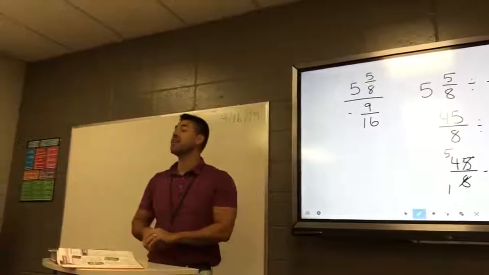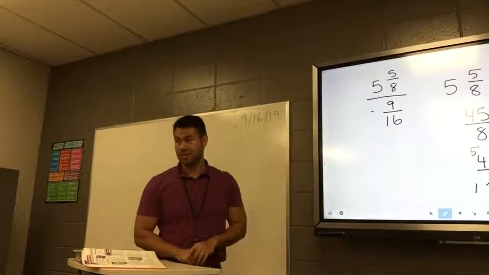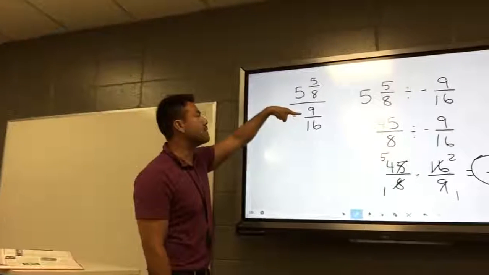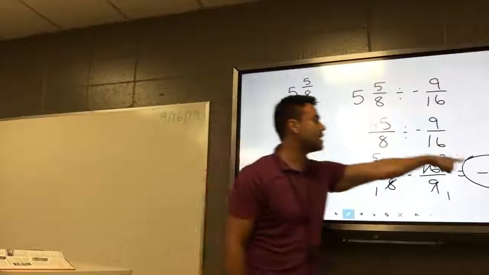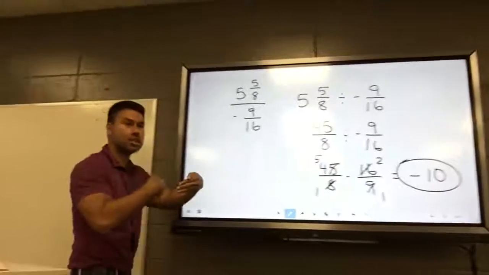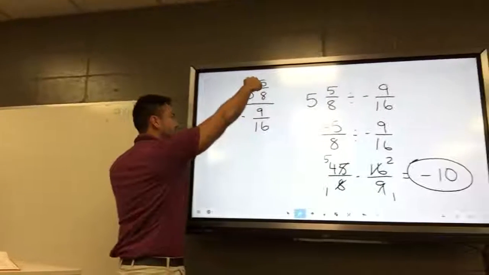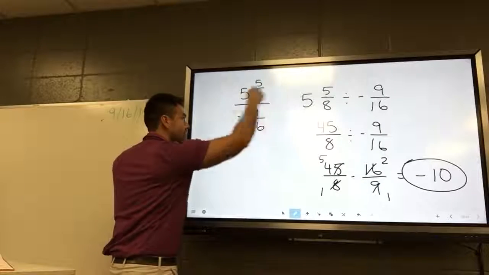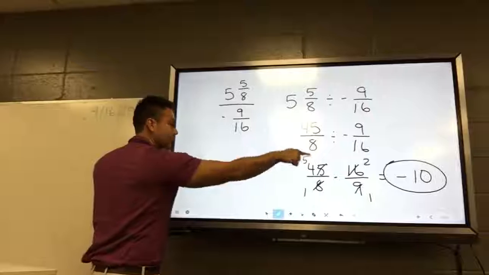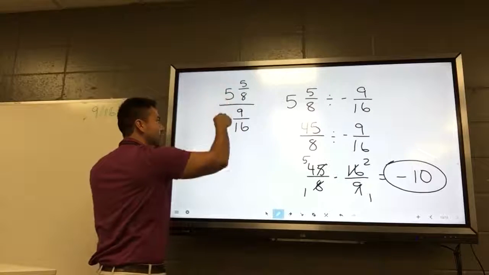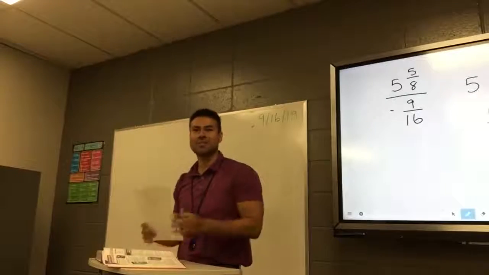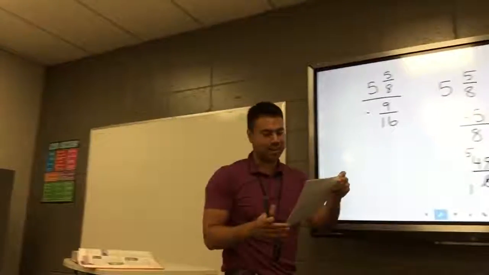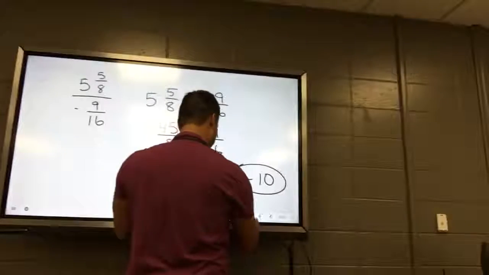How many times can negative 9/16 fit into 5 and 5/8? Negative 10 times. That means if you switched it to a negative, it would fit into that, because what's a negative times a negative? Negative times negative is positive. Positive divided by negative is negative. Good job. Do you remember that, Alex? Good. I might ask you guys again. Hint, hint.